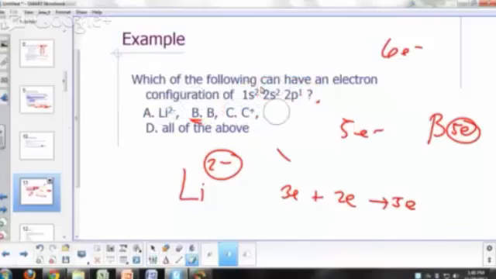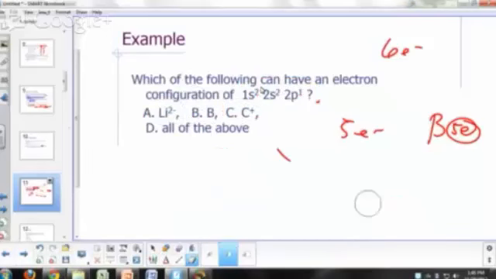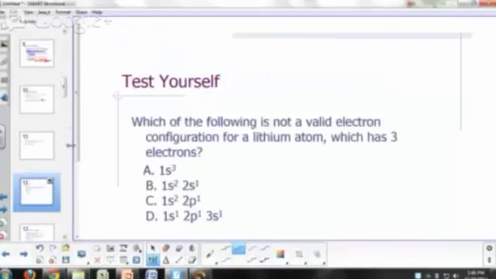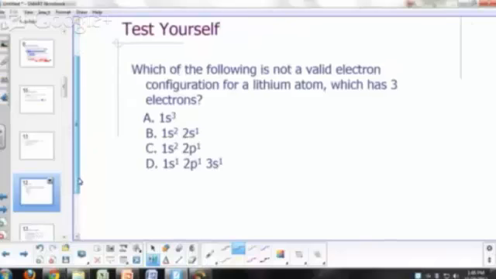So carbon with a +1 charge has 5 electrons. All of these can have an electron configuration of 1s2, 2s2, 2p1. So the answer is all of the above. Anything that has 5 electrons, any atom or monatomic ion.